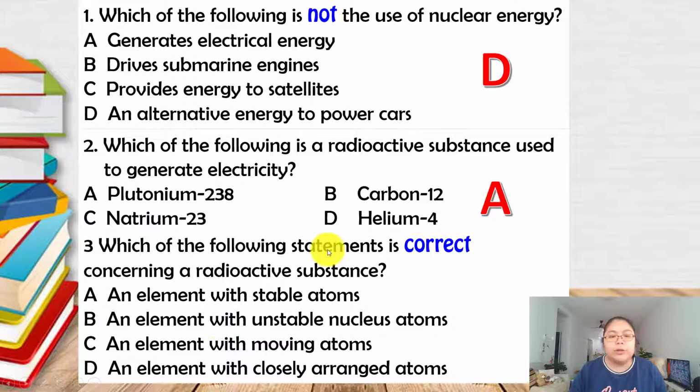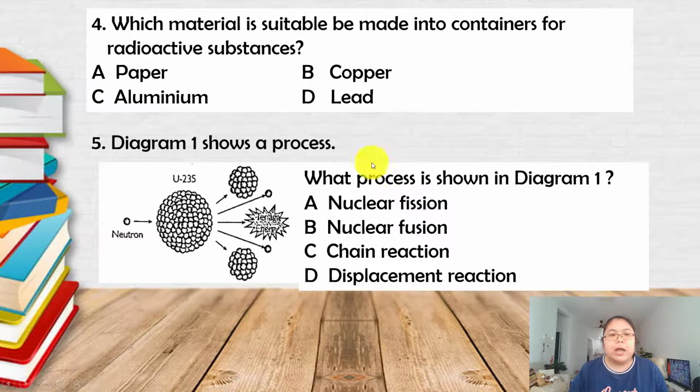Okay, number 3: which of the following is correct concerning a radioactive substance? The first one, an element with a stable atom. Actually, it's not stable. After that, an element with an unstable nucleus, and also an element with moving atoms closely arranged. Actually, the answer should be unstable. Okay, the answer is B. Now we go to number 4: which material is suitable to make a container for the radioactive substance? I mentioned just now, the container needs to keep all the radiation in, so we use lead box. So the answer is D.